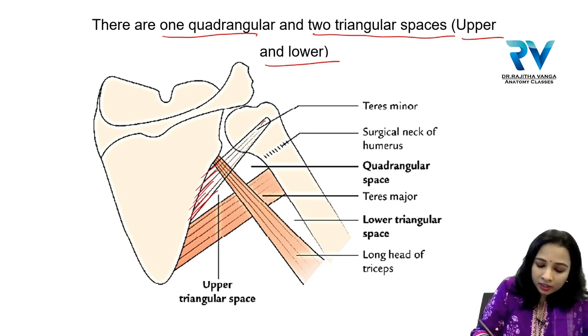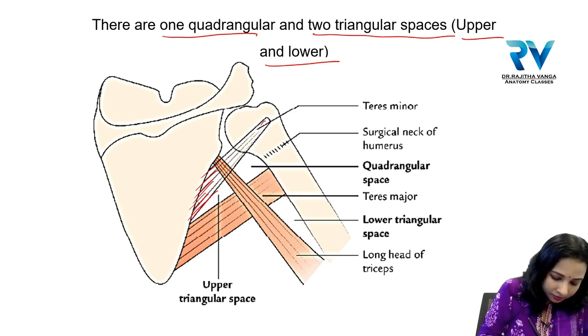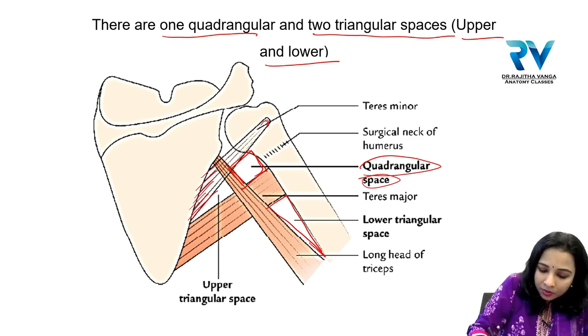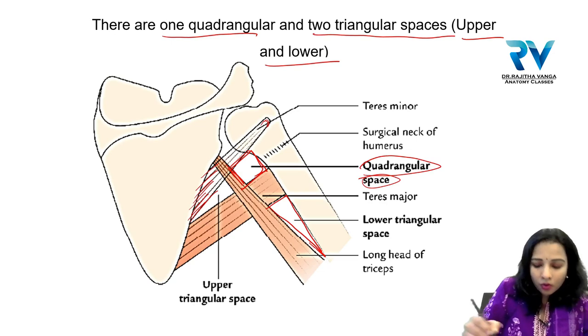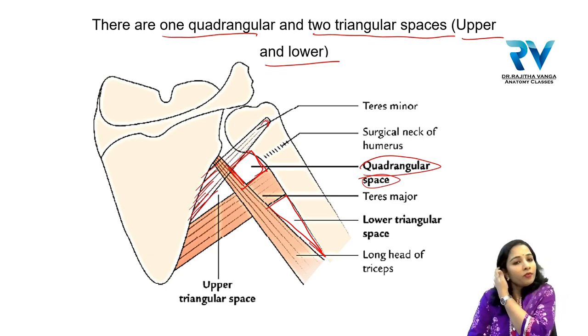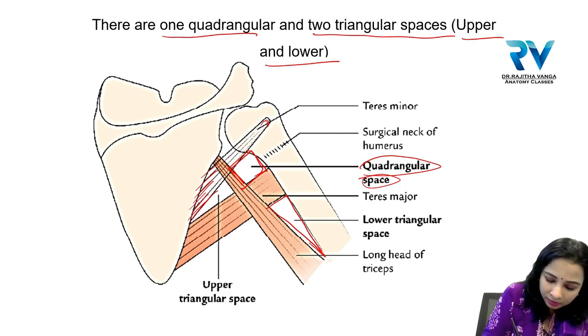Starting with the quadrangular space, if you see in the real image, here it is, this is the quadrangular space. Above, it is formed by teres minor muscle along with the capsule of the shoulder joint. So superiorly it is bounded by teres minor and capsule of shoulder joint, and inferiorly it is bounded by the teres major muscle. We can see this bulkier muscle is the teres major.